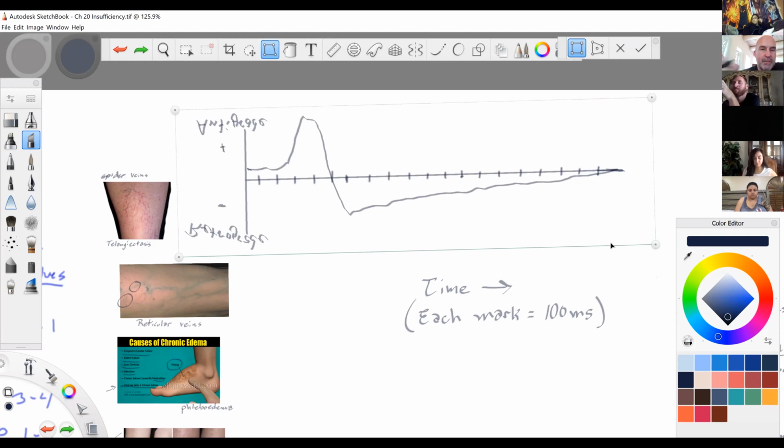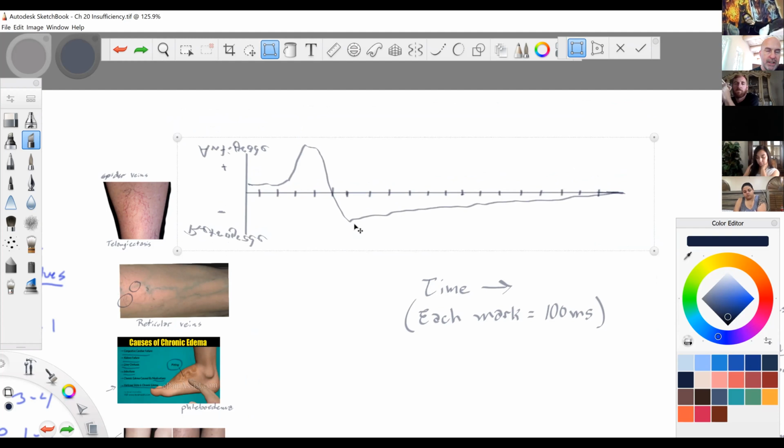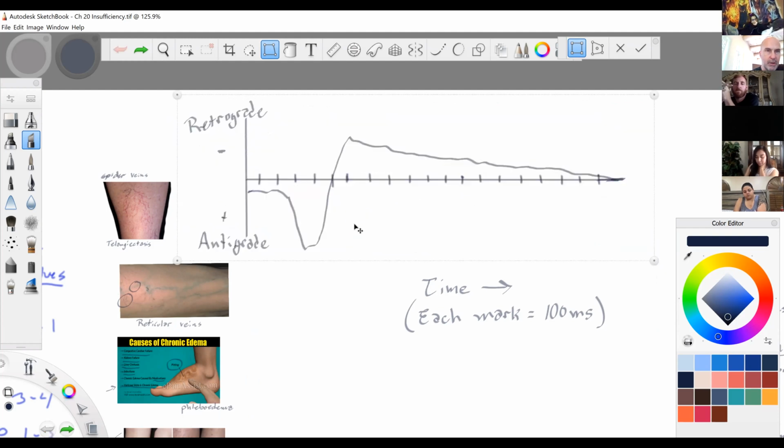So I just flipped this. There's nothing saying that you can't have antegrade up on top and retrograde on the bottom. In fact, when it comes to this particular exam, a lot of people do seem to do it this way. I still prefer to have it like this, towards the heart, blood, veins are supposed to be below the baseline. This is the way I like it.